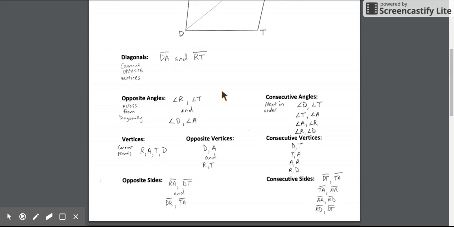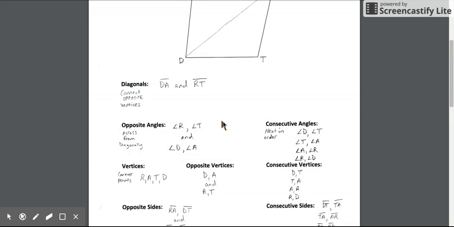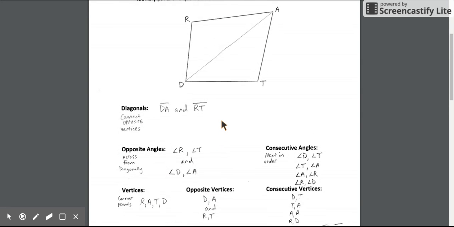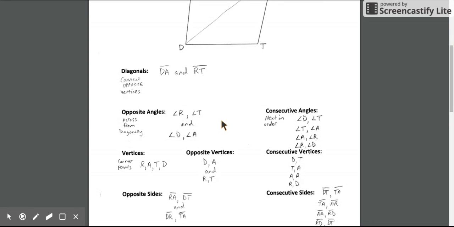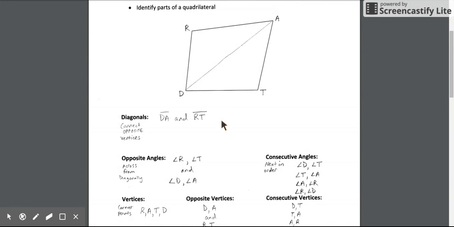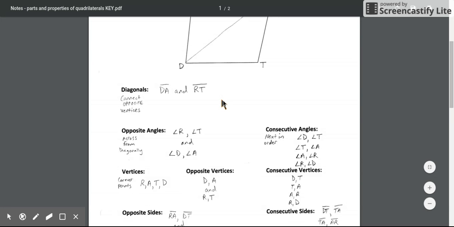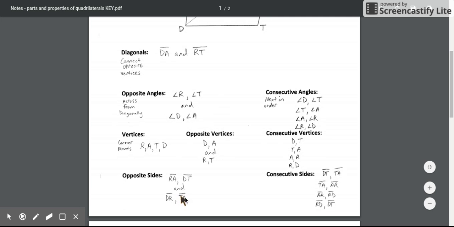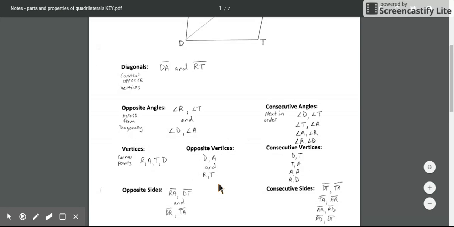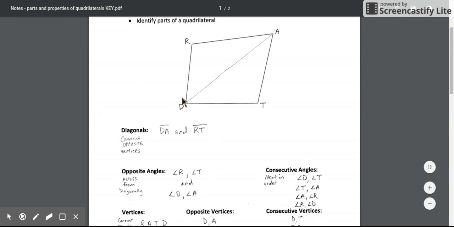Opposite sides are just sides that are across from each other. The sides we name by using segment symbols. So I have segment RA and DT. So segment RA or AR is across from segment DT or TD. So those are opposite sides. We also have segment DR and segment TA. Here's segment DR and segment TA. They are sides that are across from each other, so they are opposite sides.